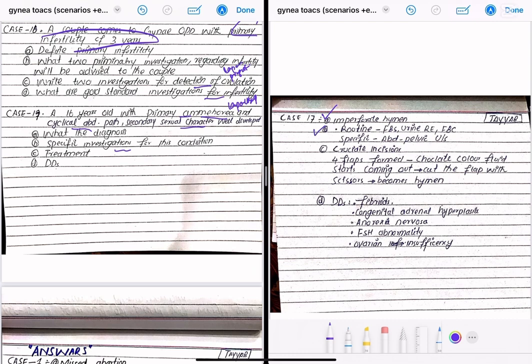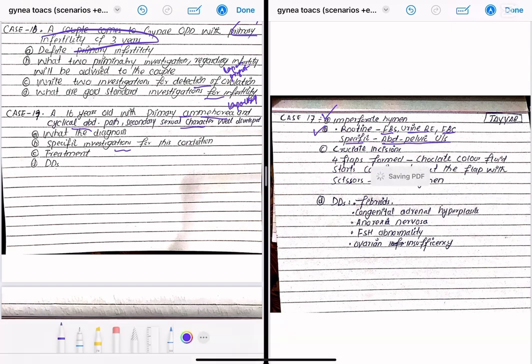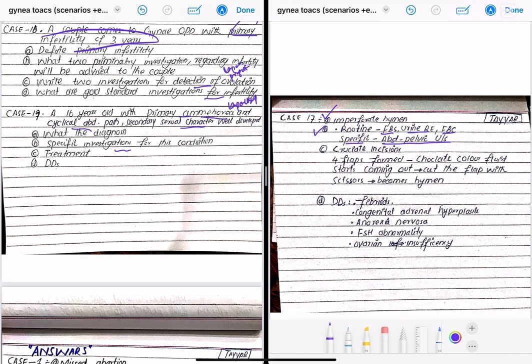the specific one is abdominal pelvic ultrasound. And the treatment is a cruciate incision, that is, 4 flaps are formed, chocolate colored fluid starts coming out, and the flaps are cut with scissors, and it becomes a normal hymen.